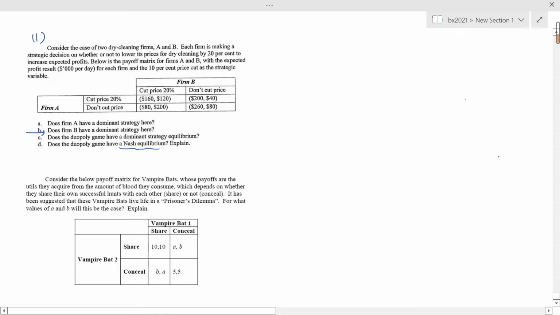So we have 4 pairs of strategies here. Let's check this, which is cut and cut. A Nash equilibrium is a strategy profile such that given the other player's strategy, nobody has an incentive to deviate. So to check for Nash equilibrium, we can just follow the definition. So given A cut, will B deviate or not?